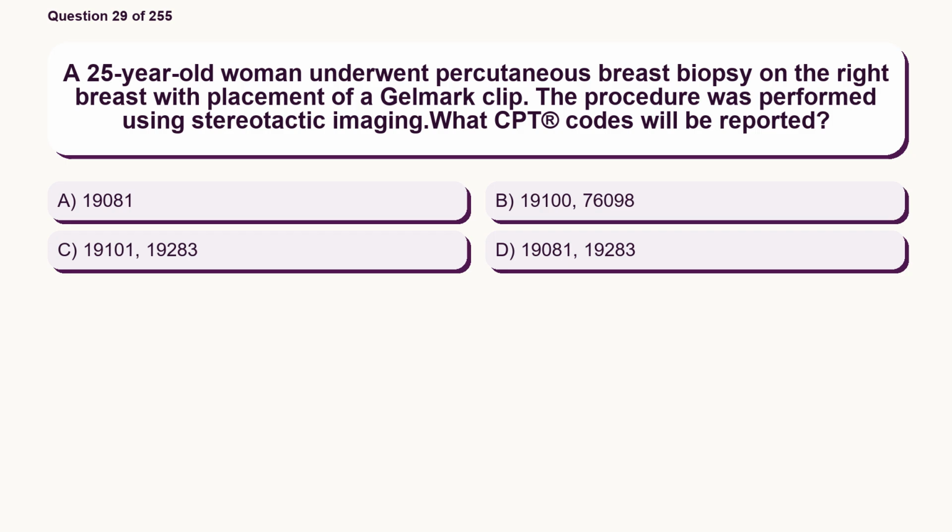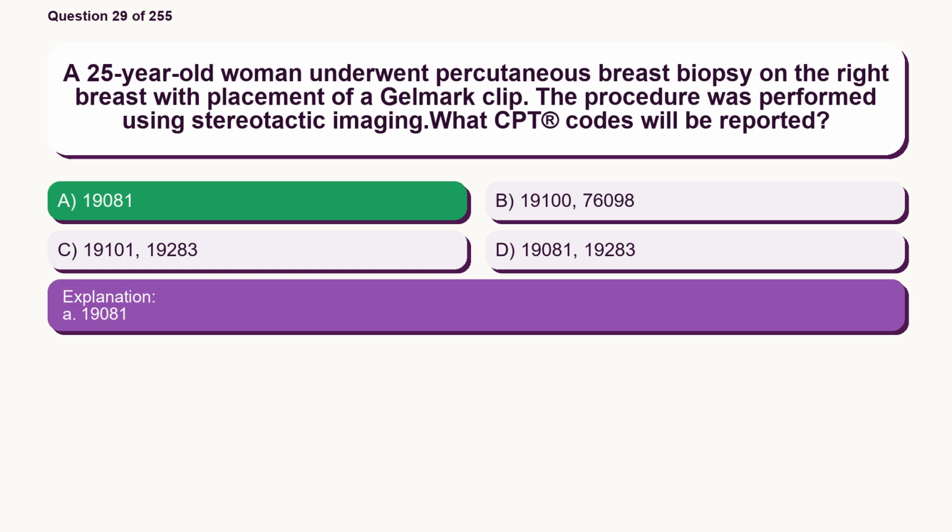Question 29. A 25-year-old woman underwent percutaneous breast biopsy on the right breast with placement of a gel mark clip. The procedure was performed using stereotactic imaging. What CPT codes will be reported? Option A, 19081. Option B, 19100, 76098. Option C, 19101, 19283. Option D, 19081, 19283. The correct answer is option A, 19081.